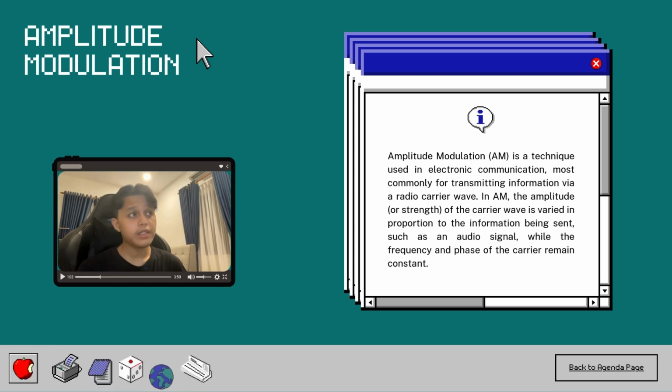First one, what is amplitude modulation? Amplitude modulation, or AM, is a technique used in electronic communication, most commonly for transmitting information via a radio carrier wave. In AM, the amplitude or strength of the carrier wave is varied in proportion to the information being sent, such as an audio signal, while the frequency and phase of the carrier remain constant.